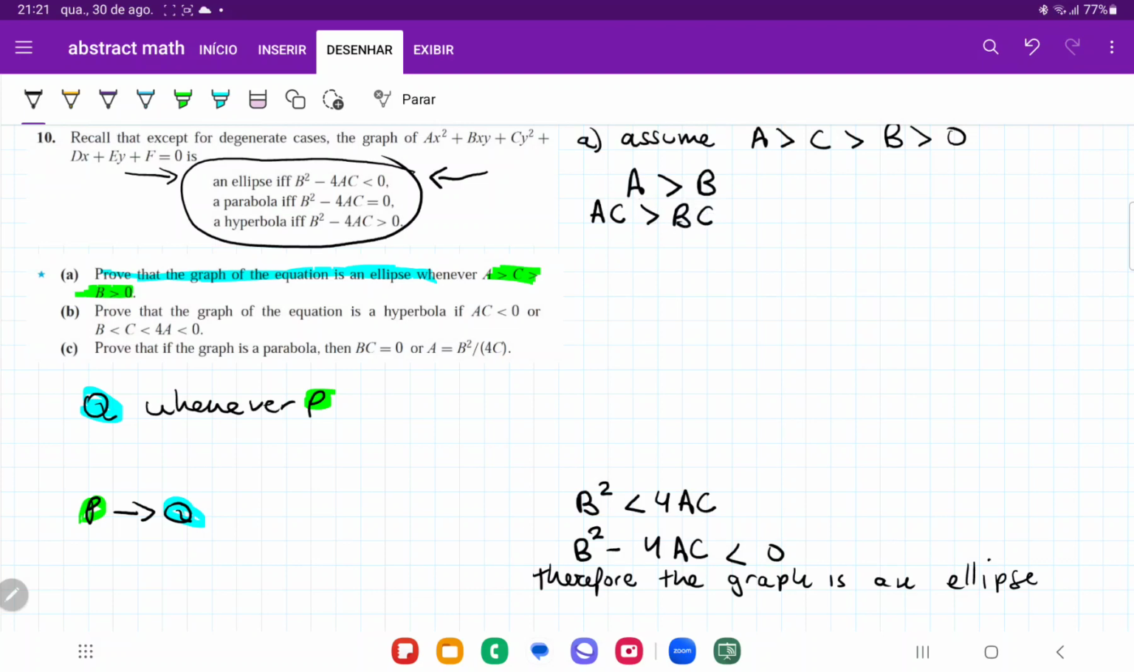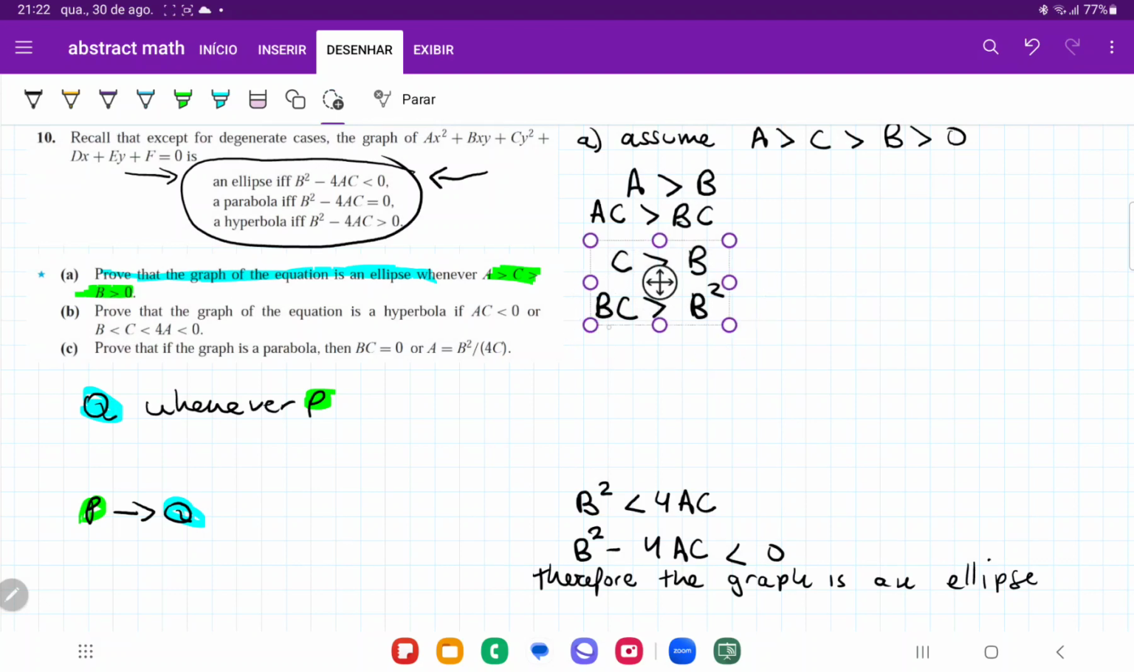Now, I also need to be able to relate c to b, right? Because I have bc, and I don't want bc, I want b squared. So I need to be able to relate bc to b squared. So I have that c is greater than b, and what I'm going to do here is multiply both sides by b, and once more b is positive, so it doesn't change our inequality. So I have that bc is greater than b squared.